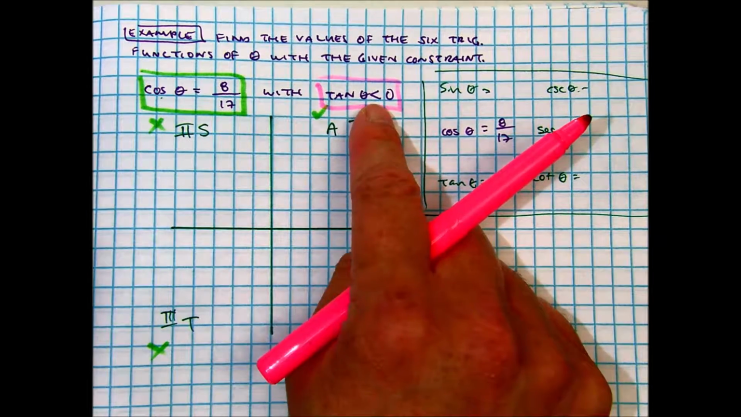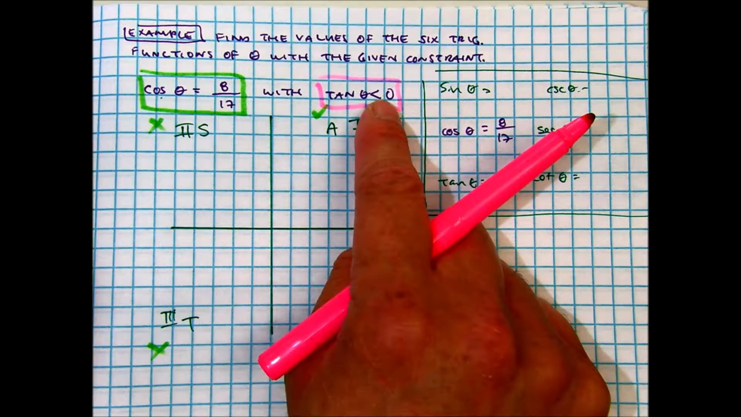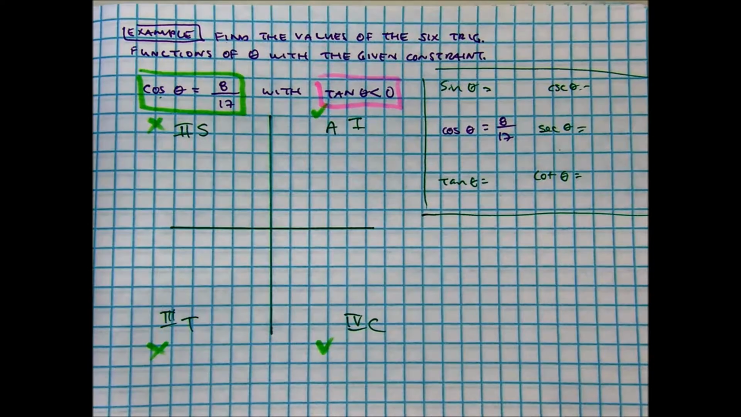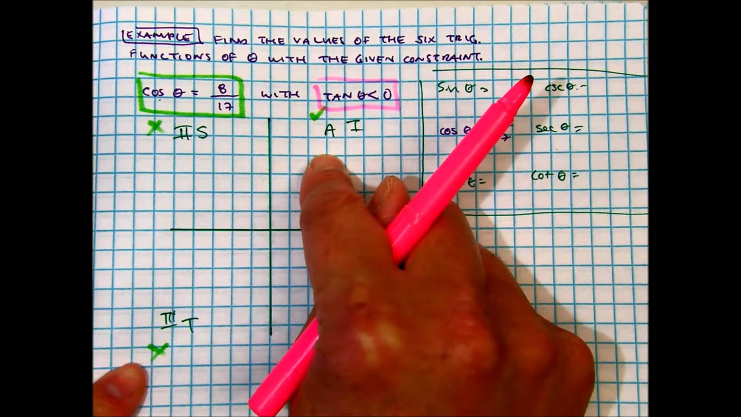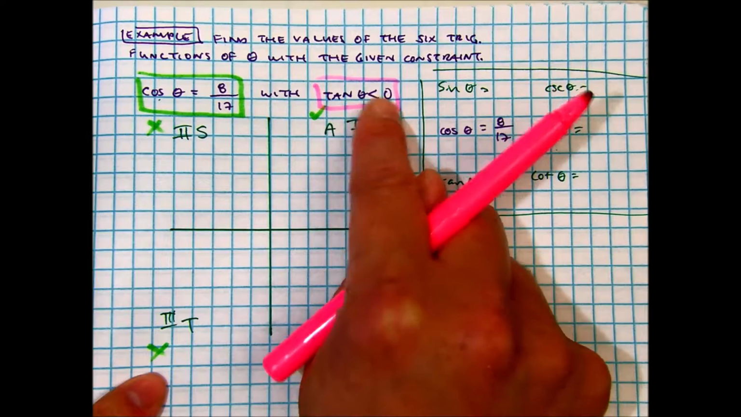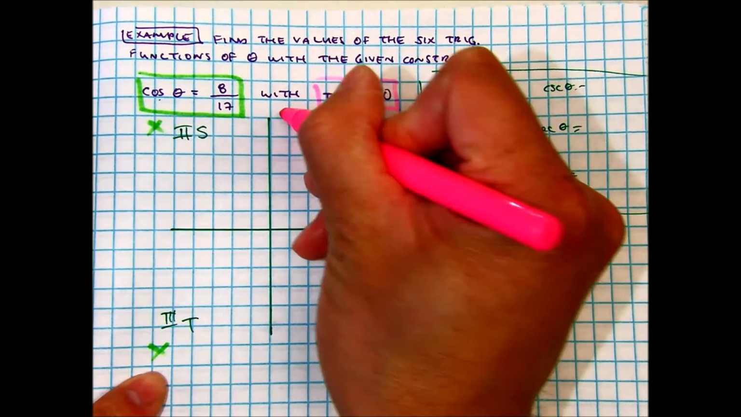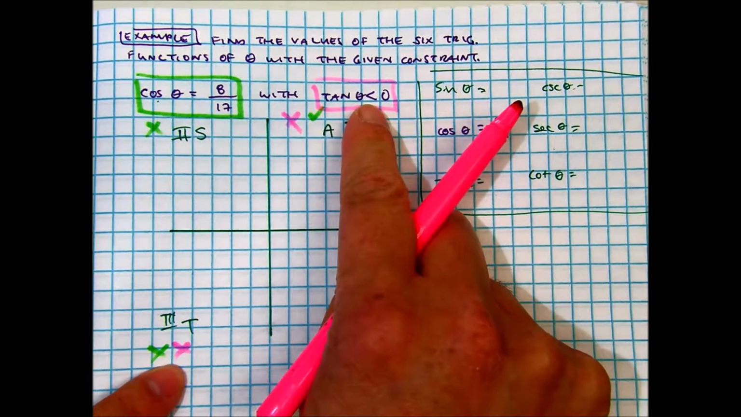Tangent is less than 0. Now, put your fingers where tangent is positive. Class, are we looking for positive? We're looking for what? Negative. So I'm going to put an X here. I'm looking for where tangent is negative. Well, it's positive here, so tangent is actually going to be negative in these 2 quadrants.